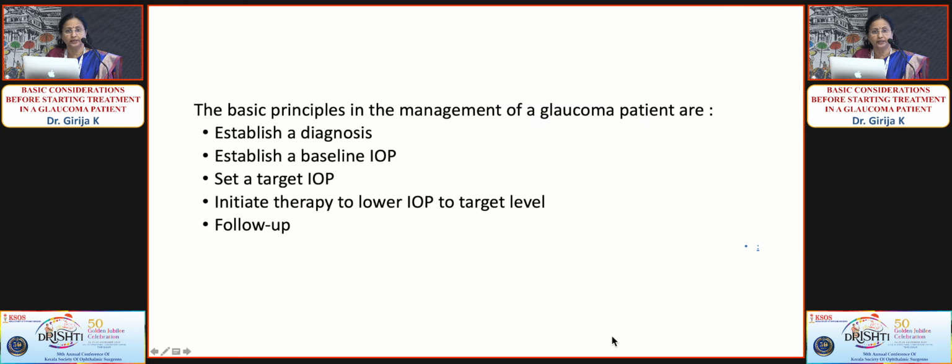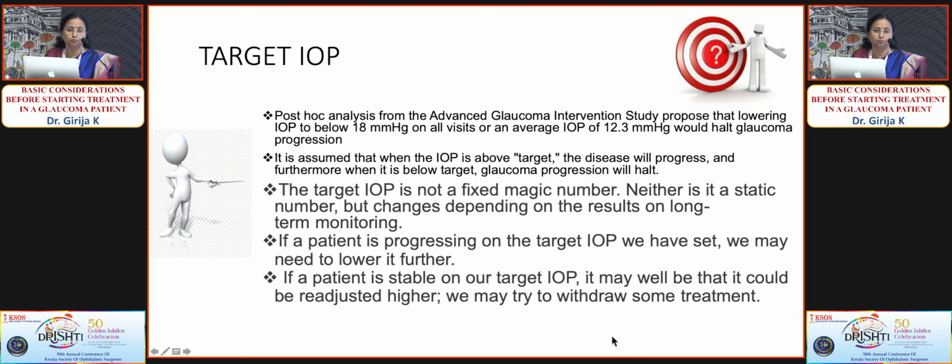So how to proceed in such a case? First you establish the diagnosis, then you establish a baseline IOP by measuring at least once, twice or thrice, and then you set a target IOP. This target IOP has been the dogma dominating the glaucoma world for several decades now, and it was reinforced by the post-hoc analysis of AGIS, which states that an IOP of 18 millimeters of mercury at all visits, or an average IOP of 12.3 millimeters, halted glaucoma progression in that large study.